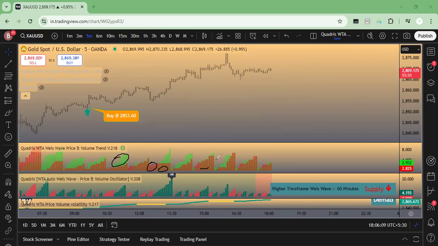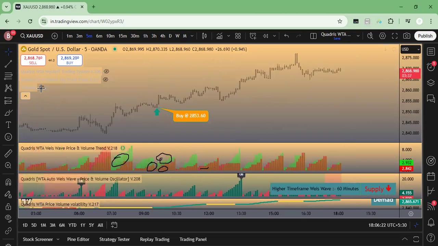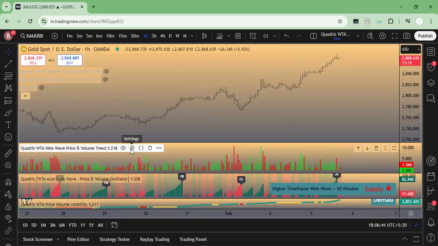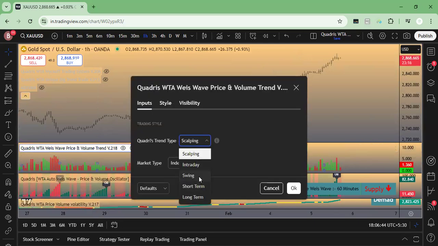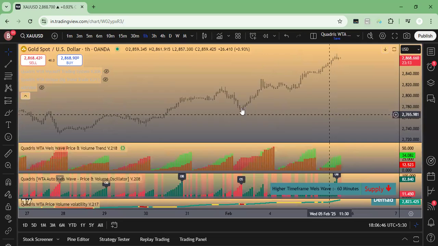If demand is greater than supply, then we would see a green histogram at the top. If supply is greater than demand, we would see it like in this particular case. So here you can see supply greater than demand, that is red, and there would be a pop-up here also with this indicator. It is designed in such a way that if you are trading 1 hour time frame, you can switch the trading style from scalping to swing or short term. It will give you in that way.